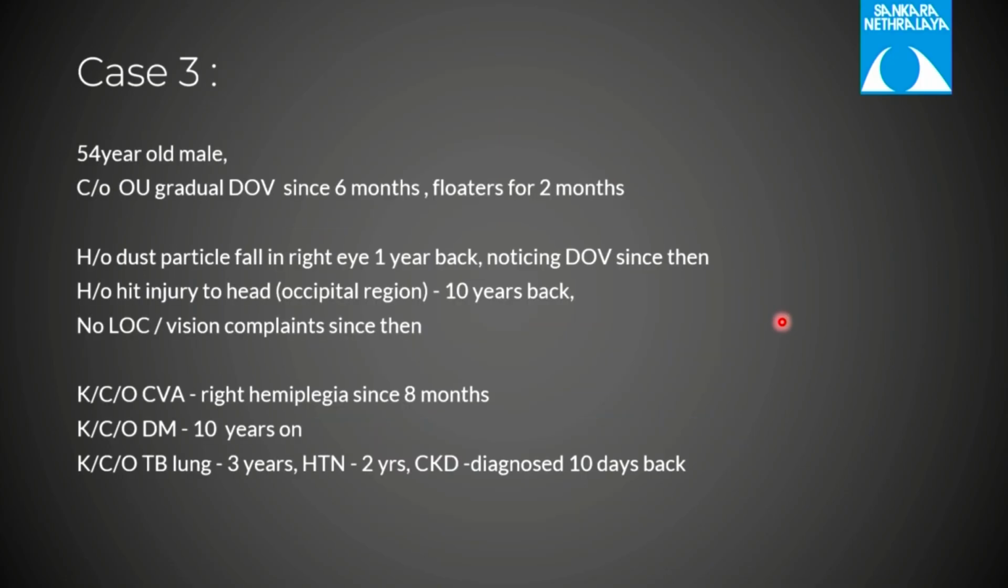Can proceed. Case 3 is a 54-year-old male who came with complaints of gradual diminution of vision in both eyes since 6 months and floaters for the past 2 months, and a history of dust particle fall in the right eye 1 year back, and he noticed the diminution of vision since then. He also had a history of injury to the head in the occipital region 10 years back, but no loss of consciousness or vision complaints following that.